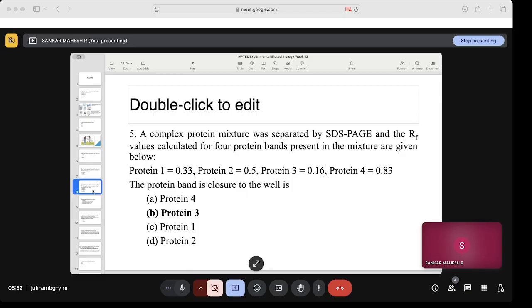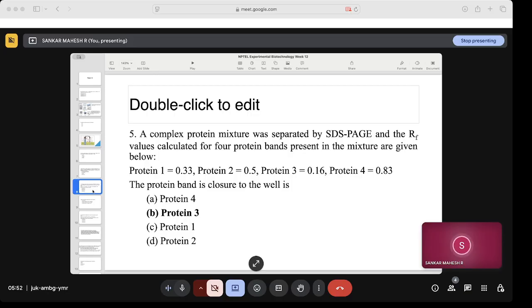The next question is, a complex protein mixture was separated by SDS-PAGE and the Rf values calculated for 4 protein bands present in the mixture are given below. Protein 1 is 0.33, protein 2 is 0.5, protein 3 is 0.16, and protein 4 is 0.83. The protein band closest to the well is dash, and 4 different options are given here.